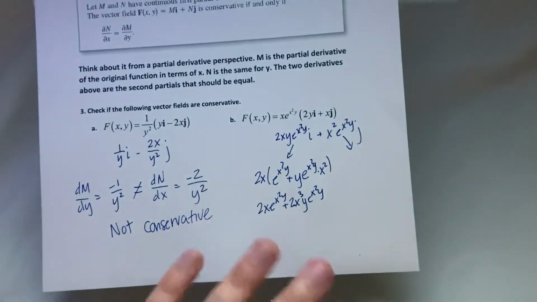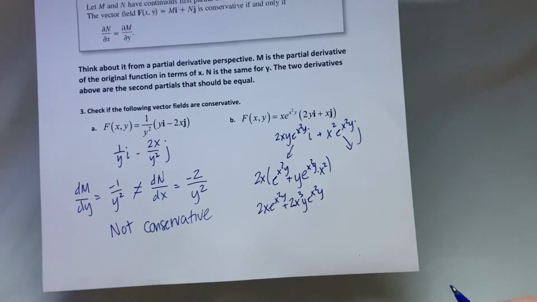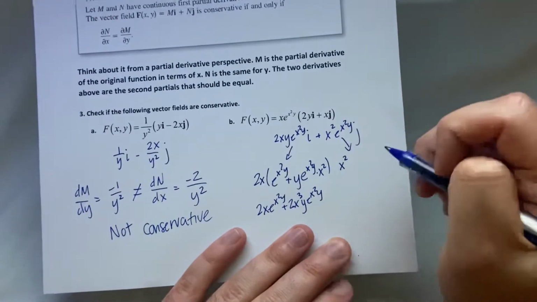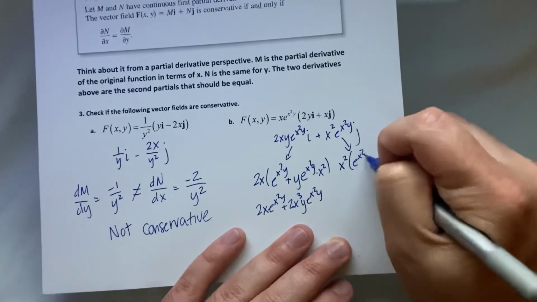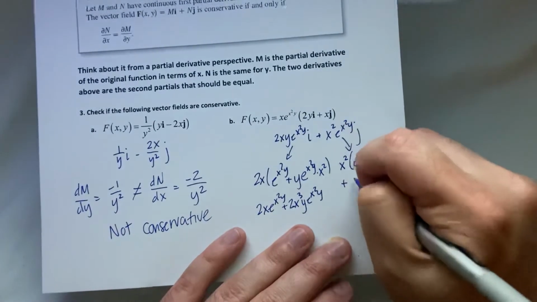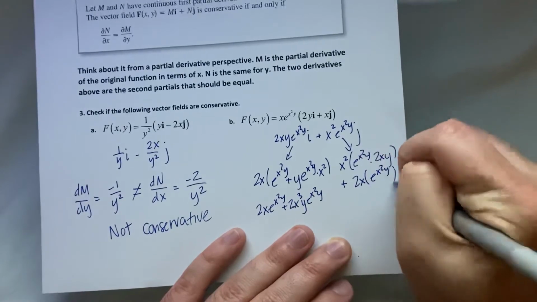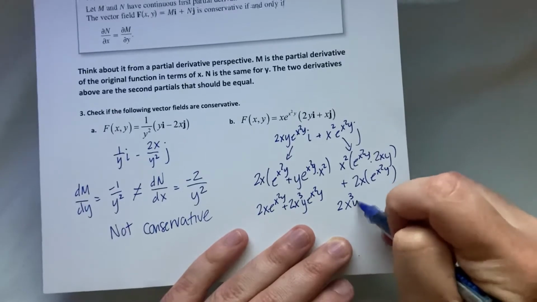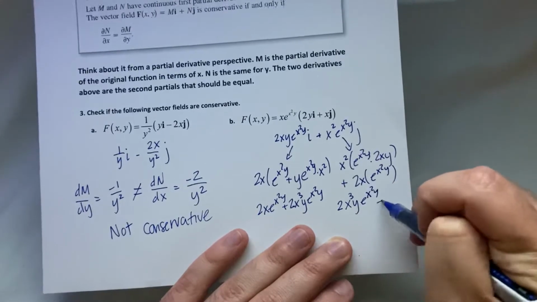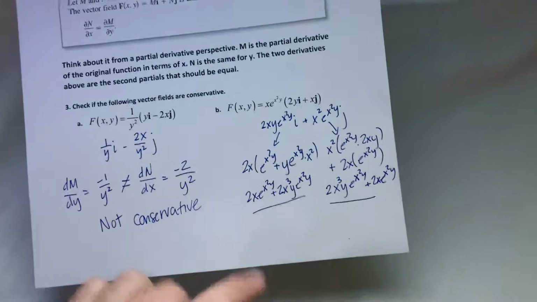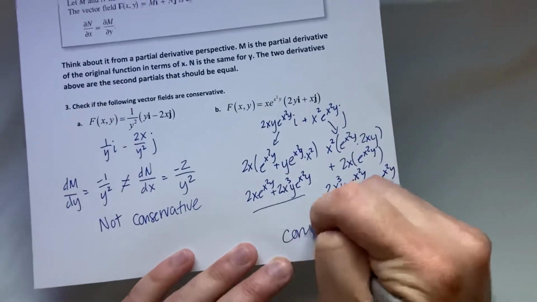Now let's check the x partial here. We've got x squared times the x partial, which is e to the x squared y times 2xy, plus the derivative of this thing, 2x times e to the x squared y. So in total, this thing is 2x cubed y e to the x squared y plus 2x e to the x squared y. Now it turns out these are both equal to each other, so this is conservative.